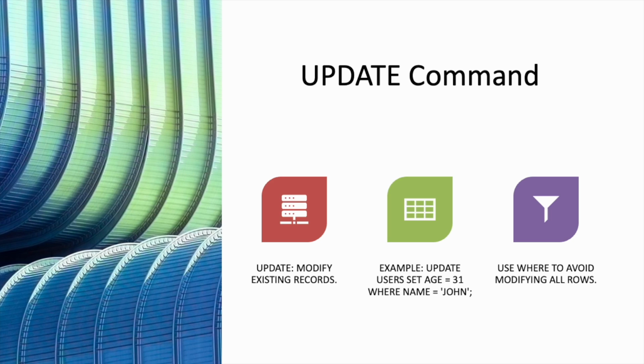The next command is update command. The update command allows us to modify existing records in a table. For example, let's change the age of a user in our users table. We can modify the age of any user using the update command. Here we will use the query UPDATE users SET age = 31 WHERE name = 'John'. It will modify the age of John from 30 to 31. But always use where in your update query, otherwise it will modify the other records as well.